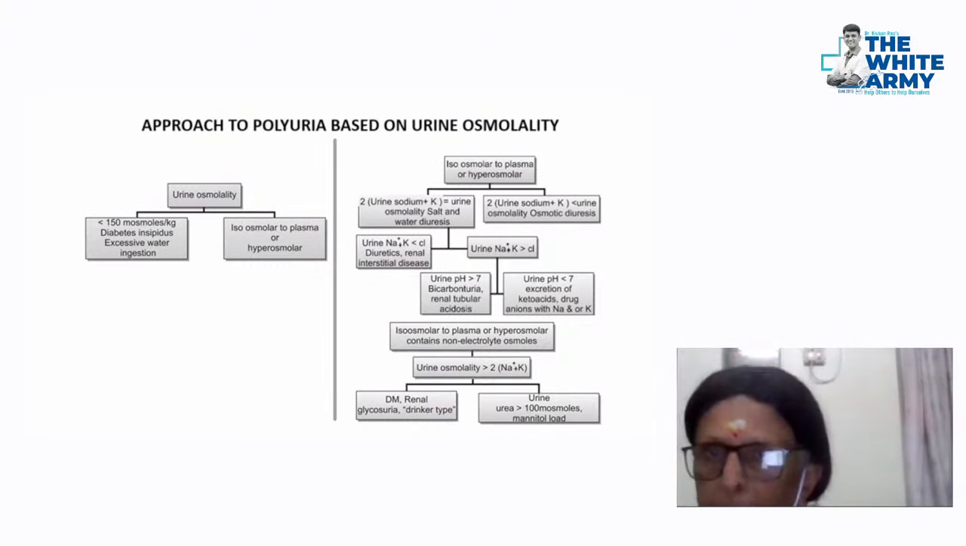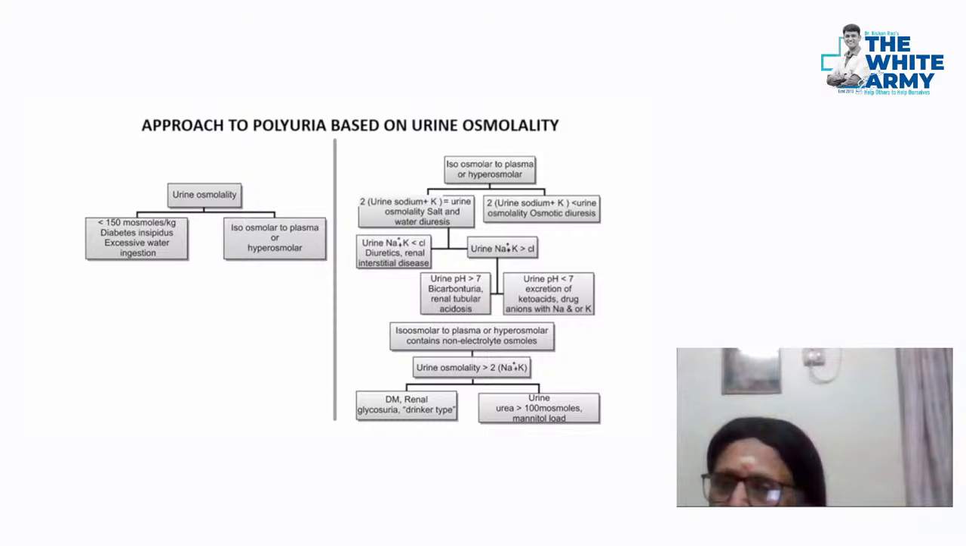So the next step will be, as we said earlier, the main contributing solutes to urine osmolality are sodium and potassium. So if you measure 2 into urine sodium plus potassium, and it is equal to urine osmolality, that means probably this is a salt and water diuresis. The usual causes being diuretics and interstitial disease.